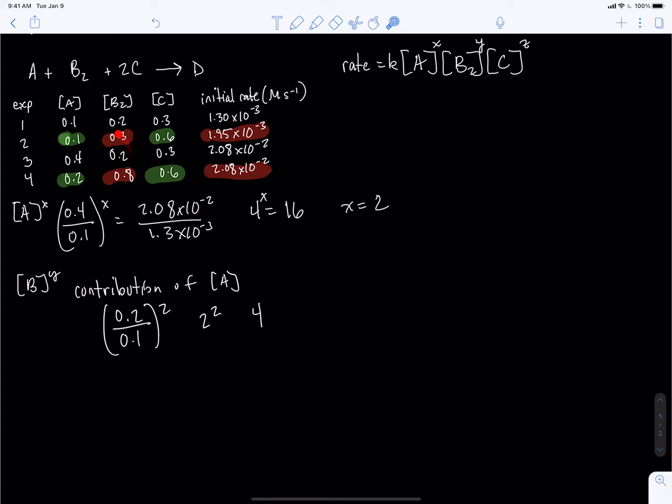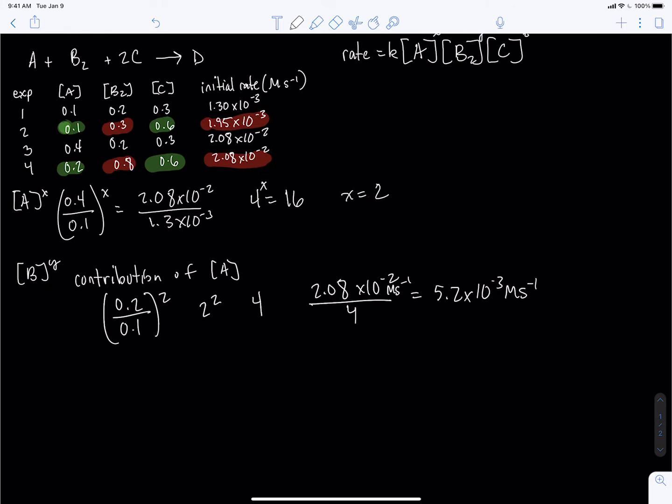So what we can do, so that we can actually isolate out B here, is we can just divide the rate that we see from experiment 4. So I'm taking this rate from experiment 4 here, and I'm going to divide it by this factor of 4. And what do I get? I get 5.2 times 10 to the minus 3. And I should be careful with my units here, like a good instructor. Okay, so this rate then is sort of like a corrected rate.